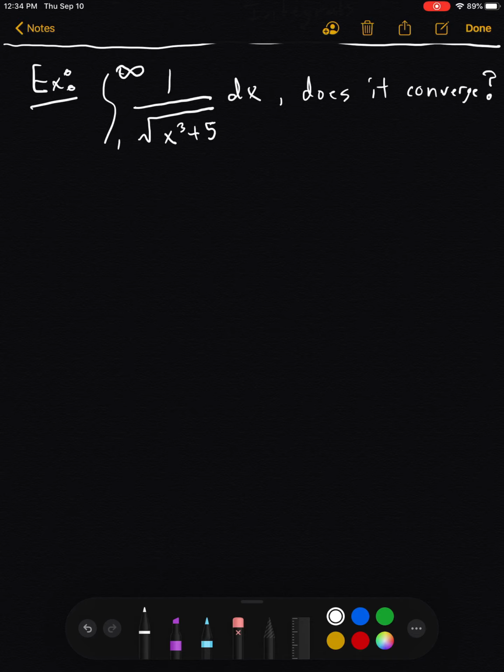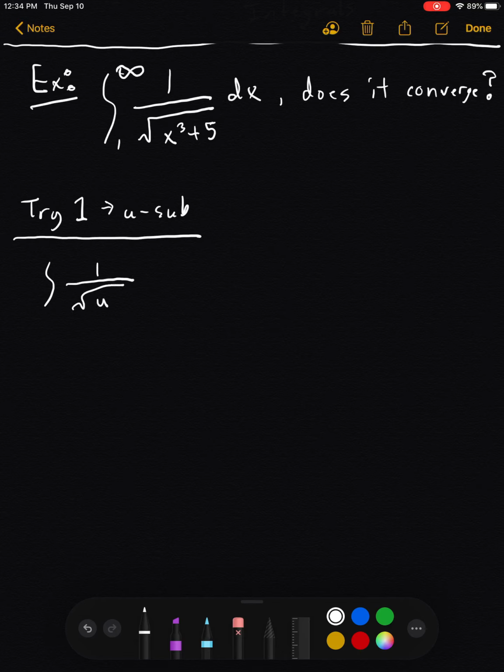Let's say I try to do this with u substitution. The problem is that I would want to let u equal x cubed plus 5, right? So I would try to do the integral of 1 over the square root of u, and let u equal x cubed plus 5, and then du is equal to 3x squared dx.